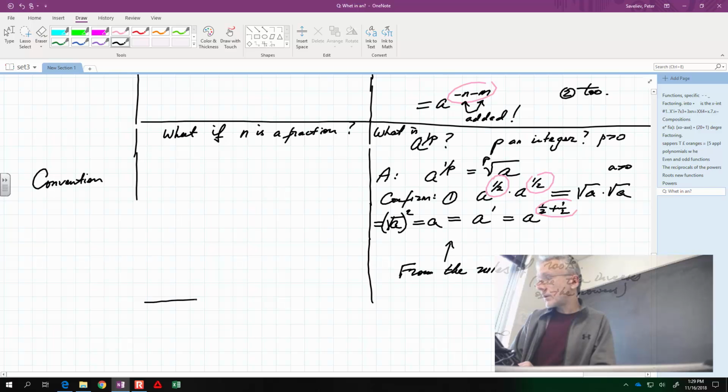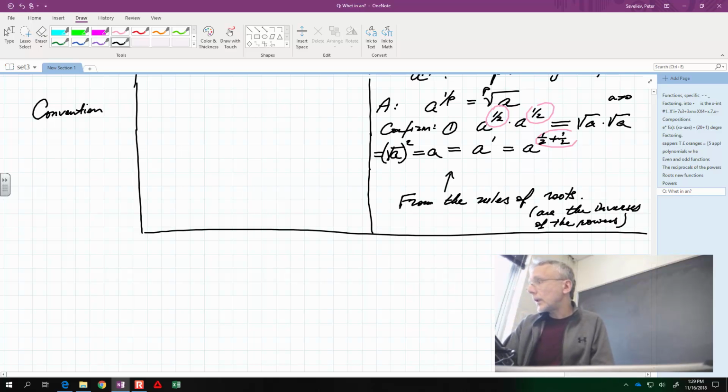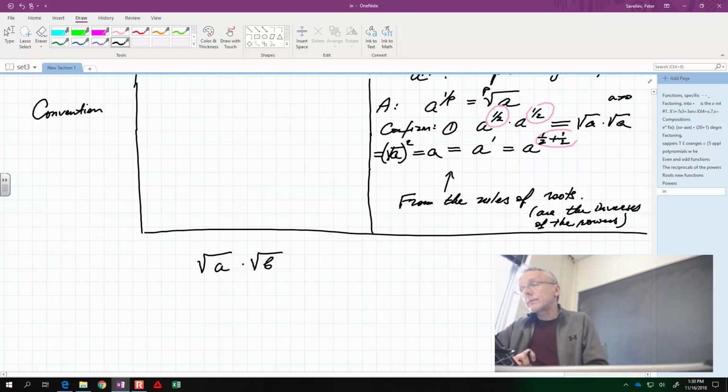So let me try to look at maybe one or two of these. Number one will be, say, square root of a times square root of b. One of the rules that we need to take care of. So you know what the answer is for this? That's right, a times b. So where does it come from? It comes from the fact that the square root is the inverse.